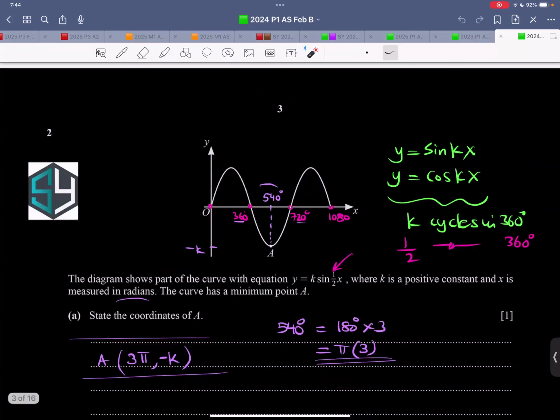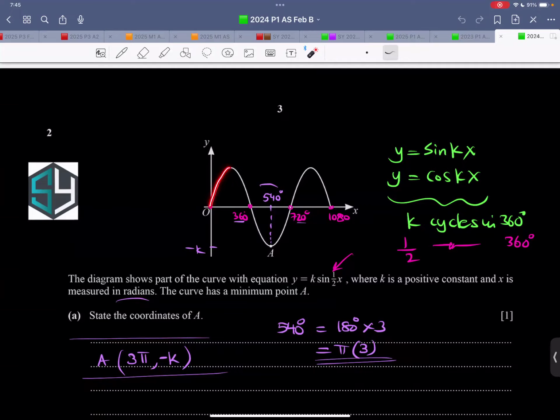Okay, yes, we can focus on this thing. It says the diagram shows part of the curve with equation y equals k sine half x. Excuse me. So k sine kx or cos kx has k cycles in 360. So if it's half x, it's half a cycle in 360. Now this is k sine half x, where k is a positive constant and x is measured in radians. The curve has a minimum point. Now they are asking: state the coordinates of A.